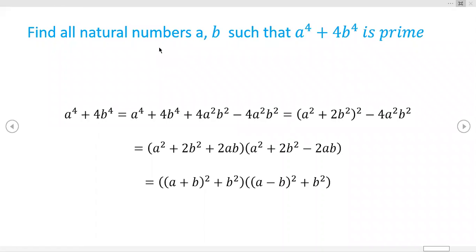Fascinating problem here, at least from a standpoint of just algebraic manipulation. We're trying to find out when a to the fourth plus 4b to the fourth, where a and b are natural numbers, is prime. Just to be clear on the natural numbers, we just mean 1, 2, 3. It's often called positive integers these days, but 1, 2, and 3 are called the natural numbers, 1, 2, 3 ad infinitum.